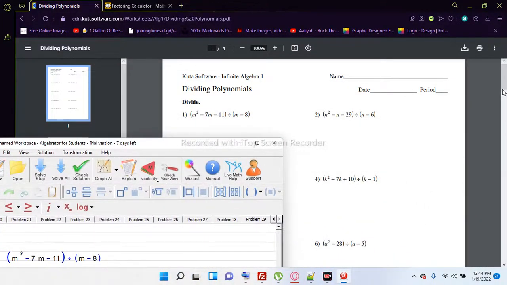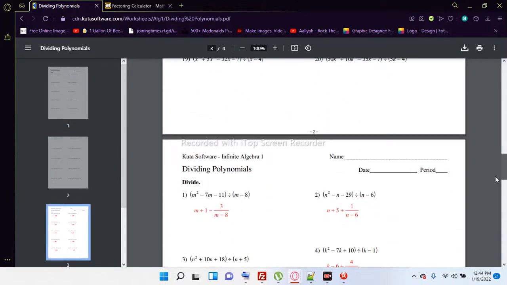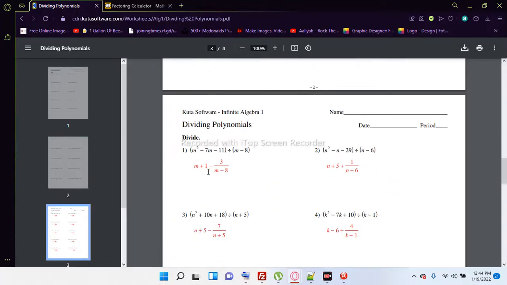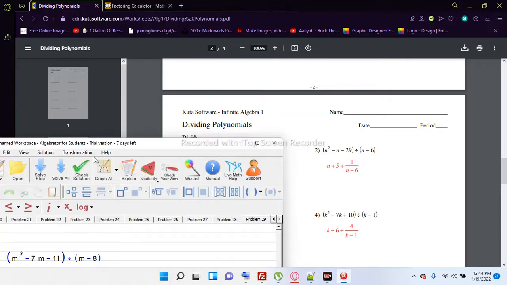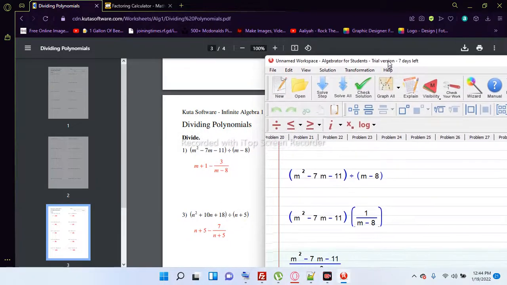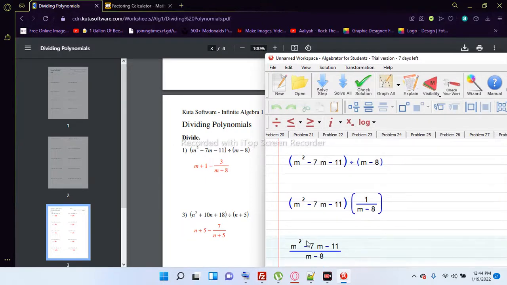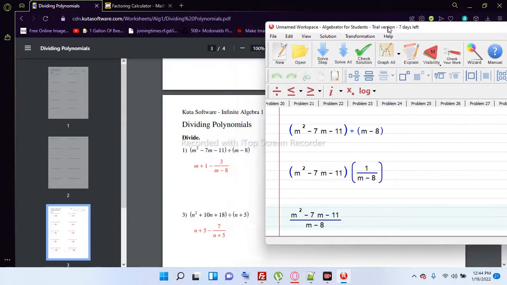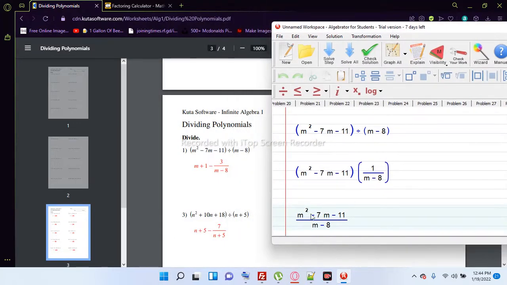Okay, we'll check it. We'll scroll down to the answer sheet. And there it goes. M plus 1 minus 3 over M minus 8. Wow. Let's see. Let's see if it shows us the correct one. Which I don't think it's going to give us. M squared minus 7M minus 11 over M minus 8.